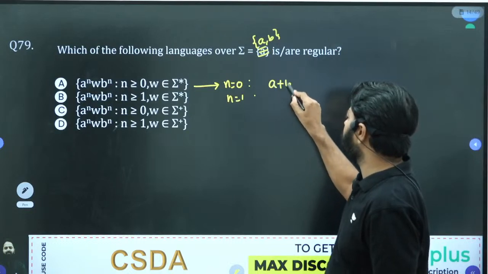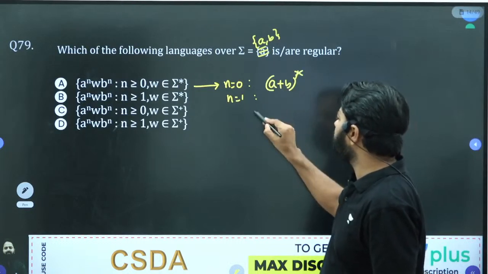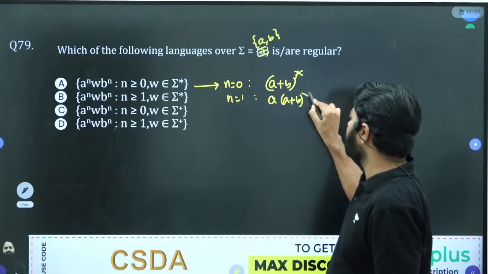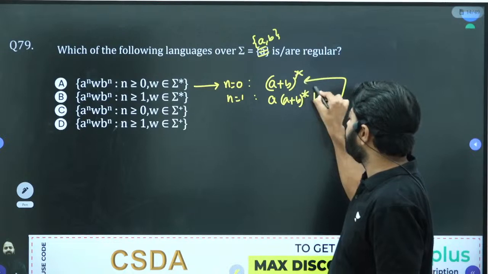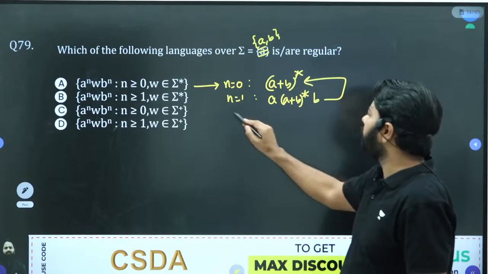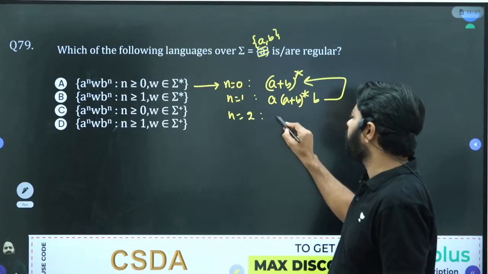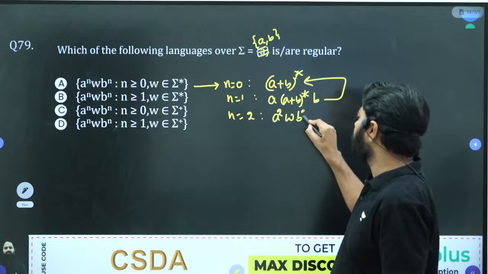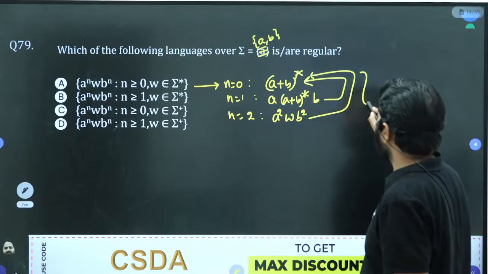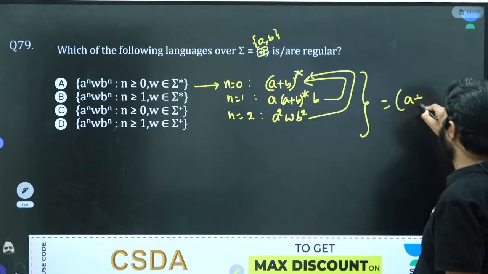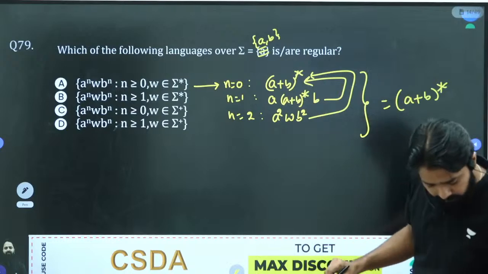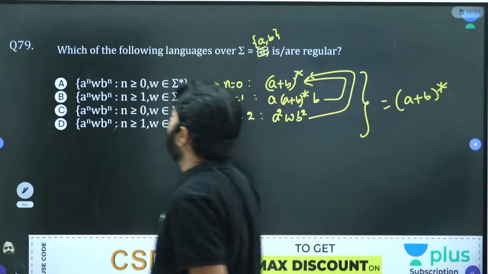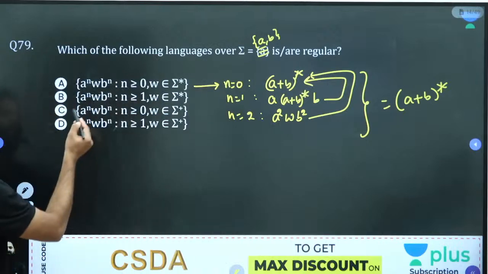(A plus B) whole star is the first one, and for n equal to 1 you will get A, (A plus B) whole star, B. But this is already covered inside. Similarly, n equal to 2, whatever you get, is also covered inside, like a square w b square. So when you combine all of them, what will you get? (A plus B) whole star. So A is regular. What about B?